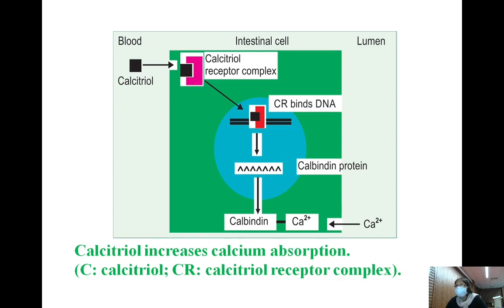This CR stands for calcitriol receptor complex. Actually, this calcitriol is the active form of vitamin D. It induces the synthesis of calbindin. This calcitriol induces the gene, the genetic sequence that is responsible for coding the protein calbindin, isn't it? Calbindin in its turn binds to the calcium and calcium gets absorbed. This is how calcitriol, the active form of vitamin D, helps in calcium absorption.